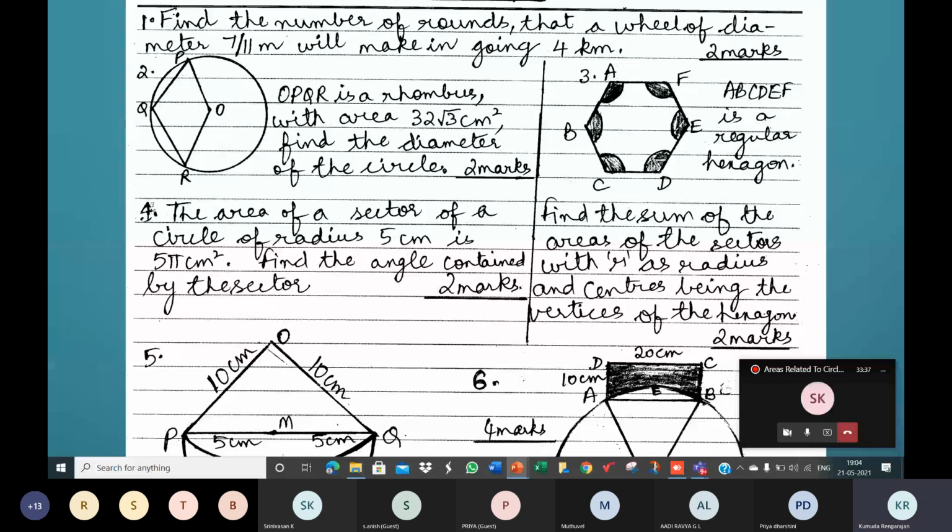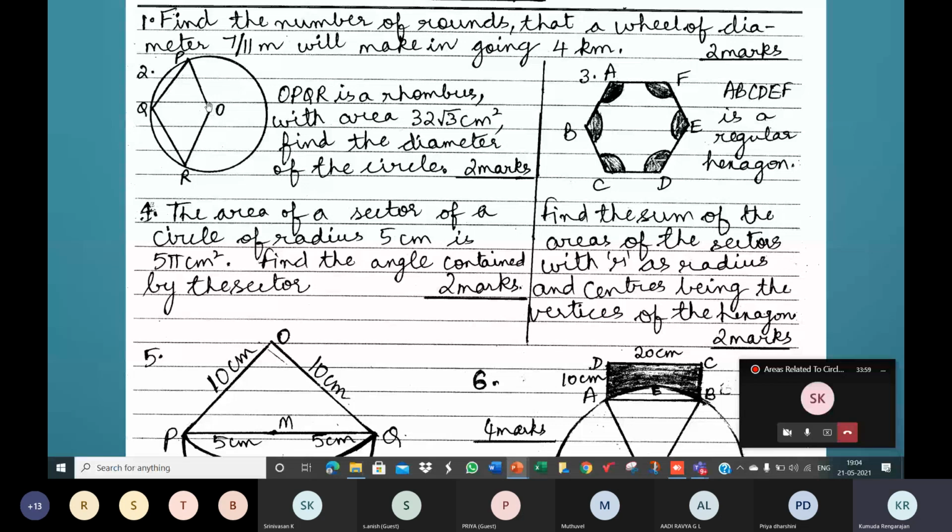I repeat. So this is a rhombus. OPQR is a rhombus, is given to us. And we know that in a rhombus, all sides are equal. Now this side OP is a radius. OR is also the radius, which means if OP is say 10 centimeters, all the sides of the rhombus will be 10.